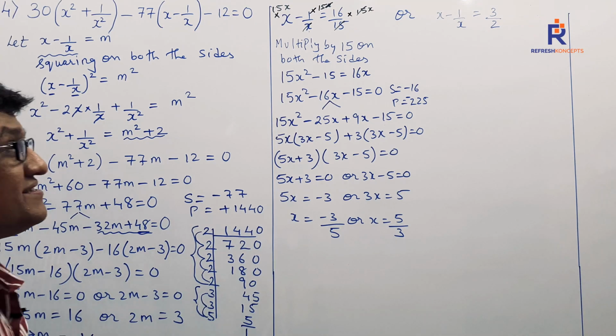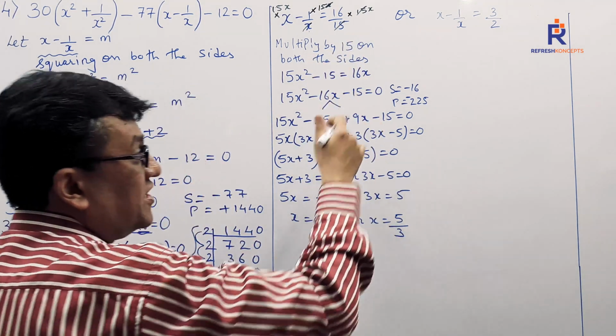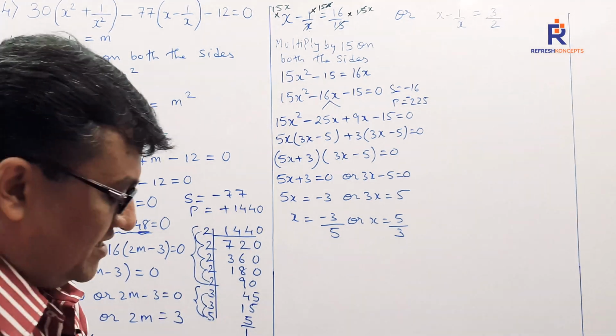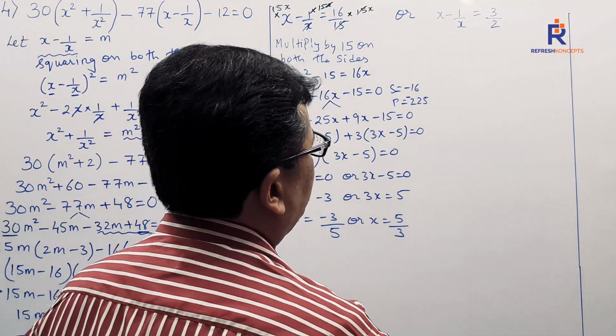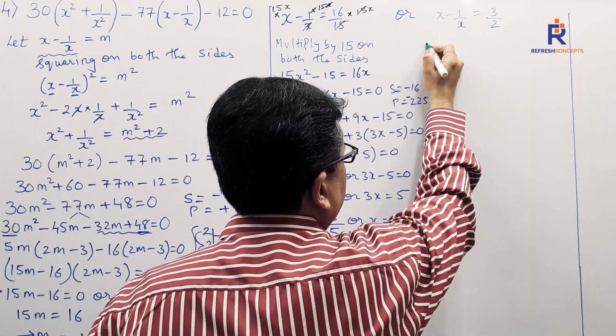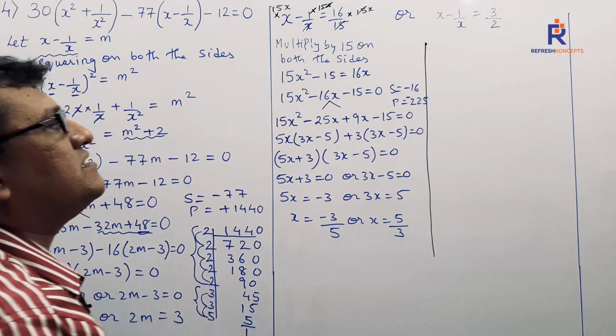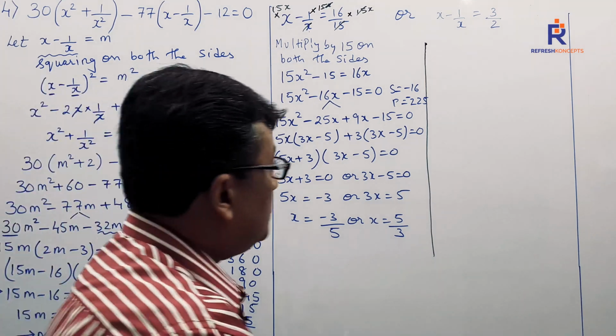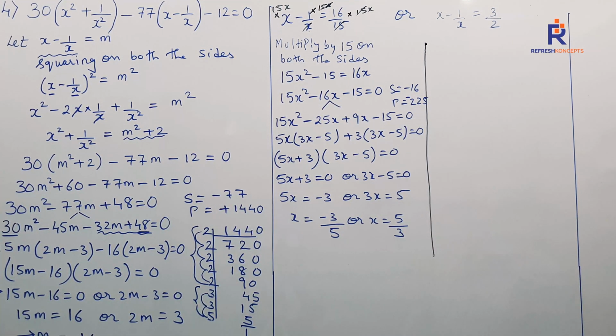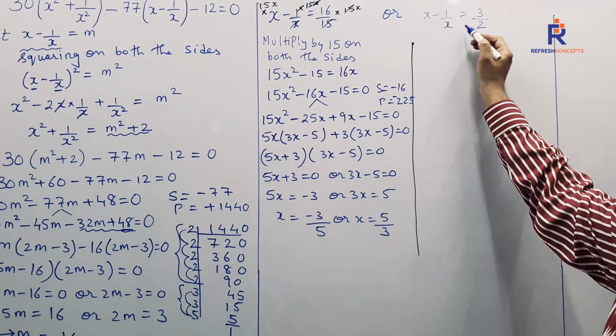So we got two answers, and we have solved only the first part. We are yet to solve the second part. Now the time has come to solve the second part. I'll just draw a vertical line so that we can understand that this is what our second part will be. So what is the second part trying to say? Again, x minus 1 by x is 3 by 2.